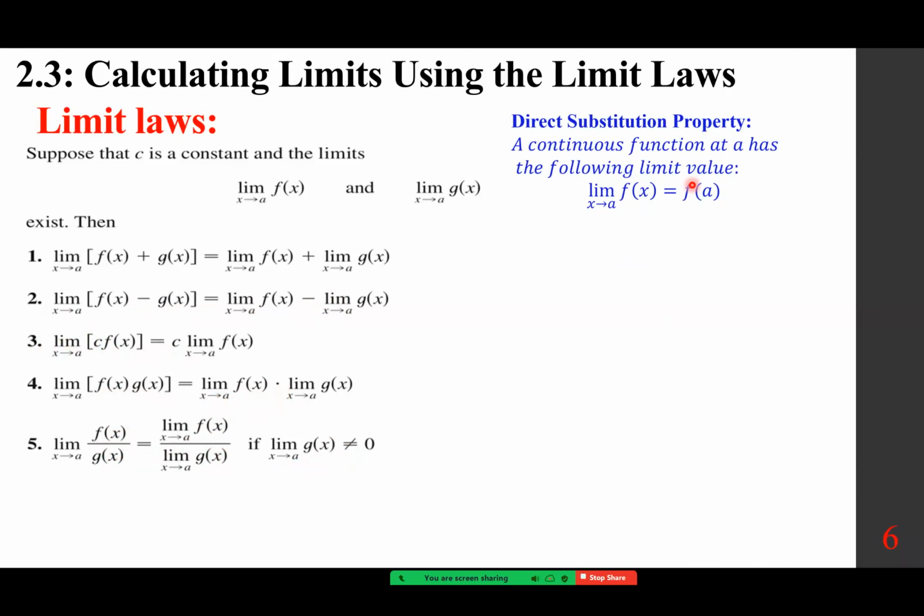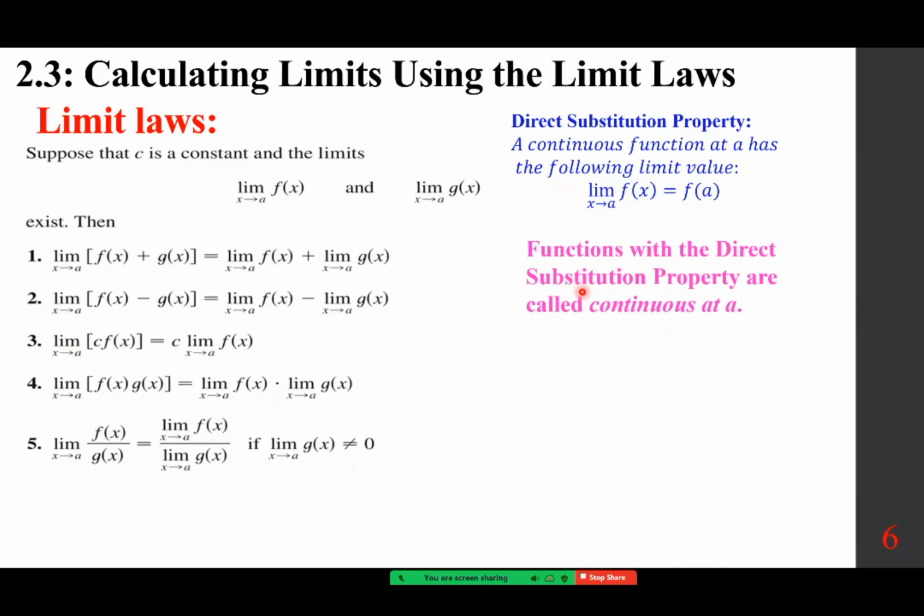A continuous function at a has the following limit value. The limit of f of x as x approaches a equals f of a. And so we just basically plug in. So functions with the direct substitution property are called continuous at a. We plug in and we observe.